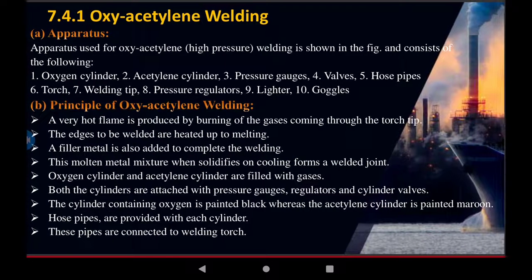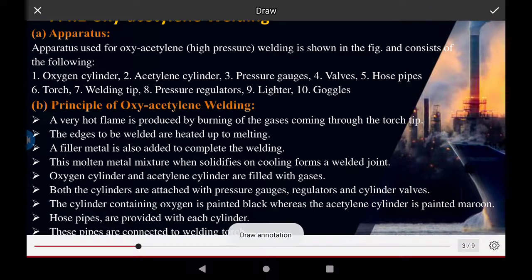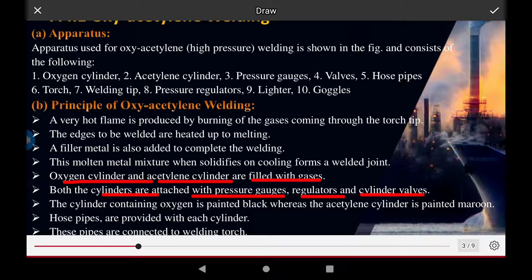The oxygen cylinder and acetylene cylinder are filled with the gases. Both cylinders are attached with a pressure gauge and regulator. The cylinder containing oxygen is painted black, whereas the acetylene cylinder is painted maroon. Hose pipes are provided with each cylinder, and these pipes are connected to the welding torch.